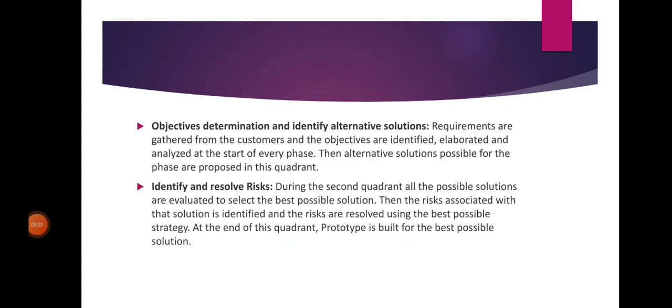Now we're going to see the first quadrant in detail: objective determination and identifying alternative solutions. Requirements are gathered from the customers. As I said earlier, these are the requirements we need to develop a product, or how the product should be. These are the requirements from the customer, and the objectives are identified, elaborated, and analyzed at the start of every phase.